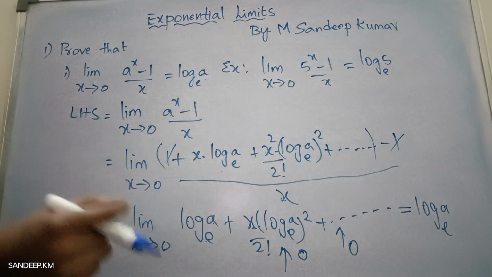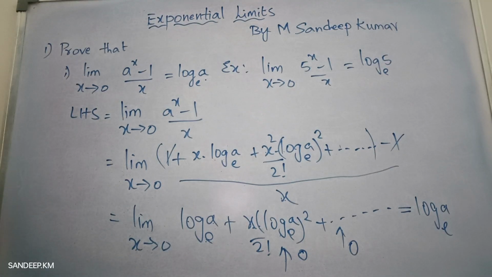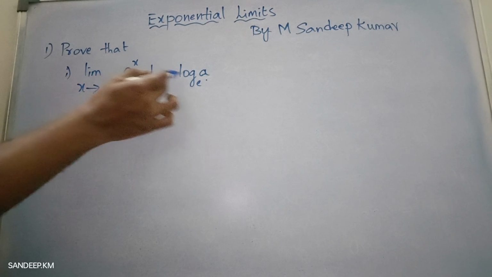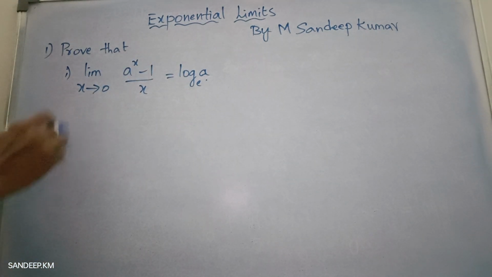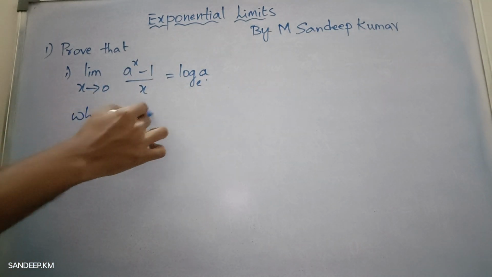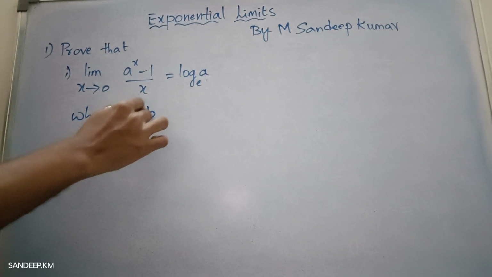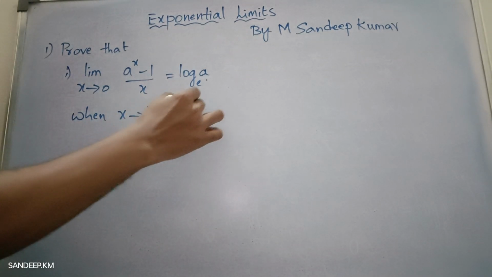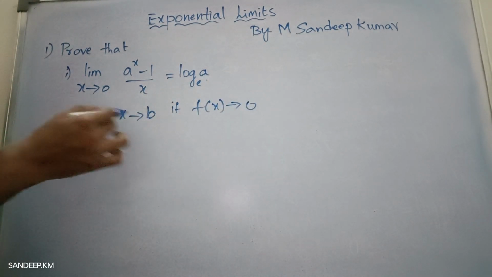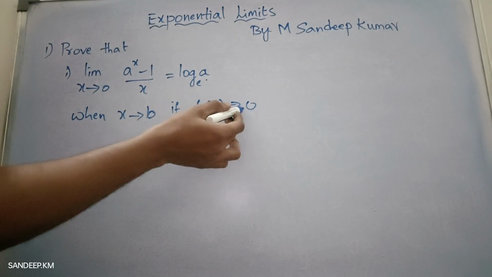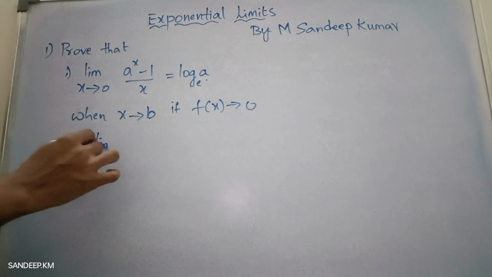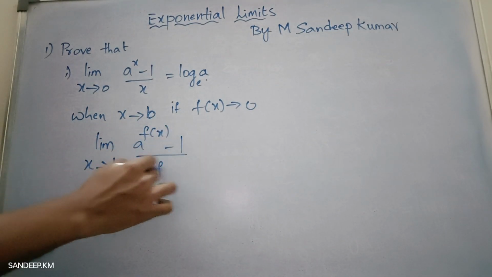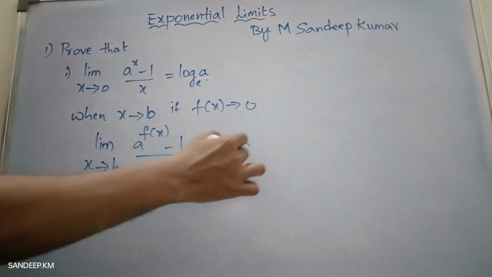Now some important note on this particular limit. Just now we proved that when x approaches 0, this particular function approaches log a base e. Correct or not? Now let us say that x is approaching some real number, let me call it b, any real number. If f of x is approaching 0 when x approaches b, then what can we say? We can say that limit x approaches b, a power f of x minus 1 by f of x is also equal to log a base e.